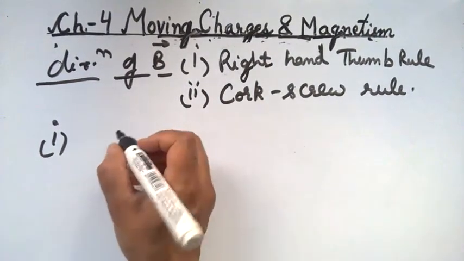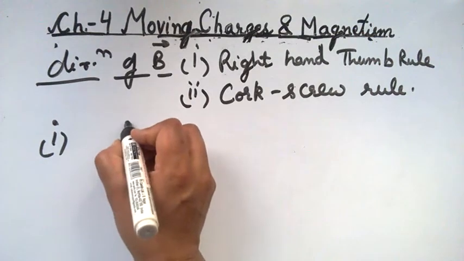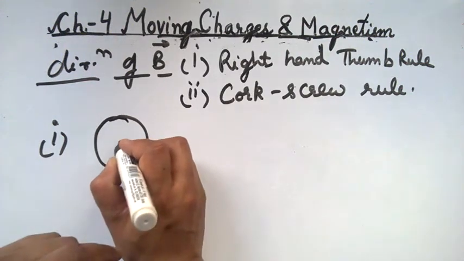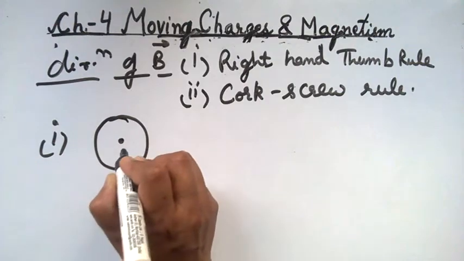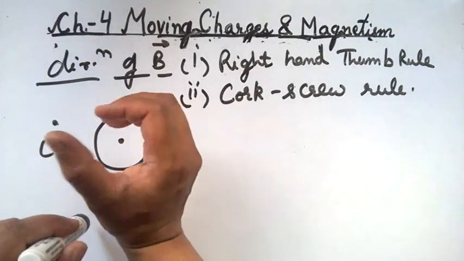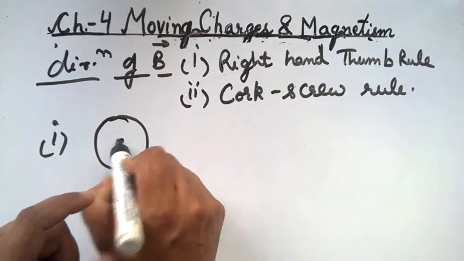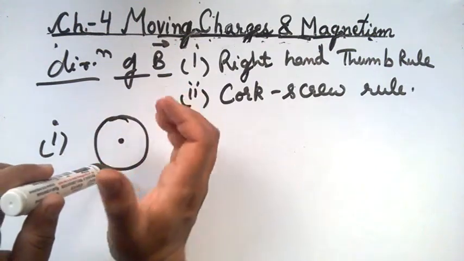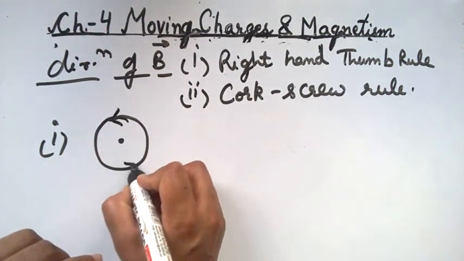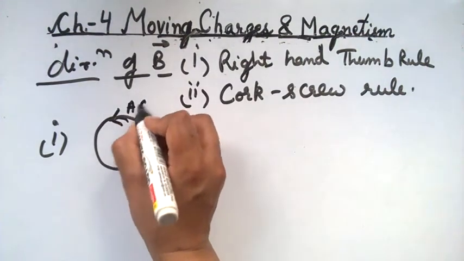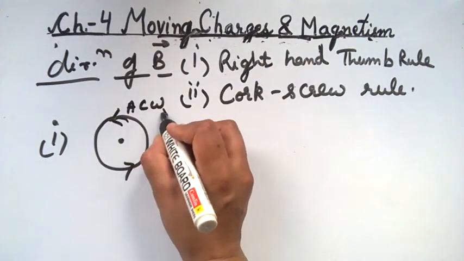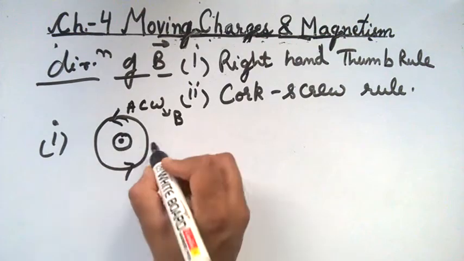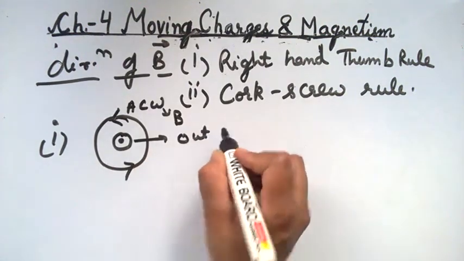That is, let's see if the direction of current in any circular coil is out of the plane of the paper. That is, in this way. We are holding a conductor and its direction is radially outward. Then the fingers encircle in this way, that is anti-clockwise direction. And this anti-clockwise direction gives the direction of magnetic field. And this is out of the plane of paper. Current is out of the plane of paper.